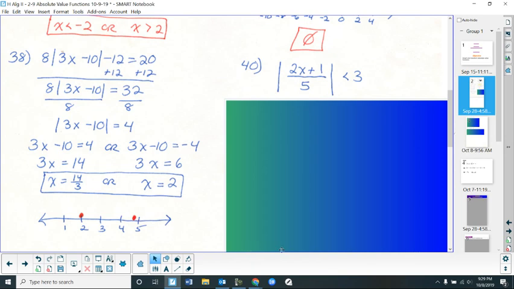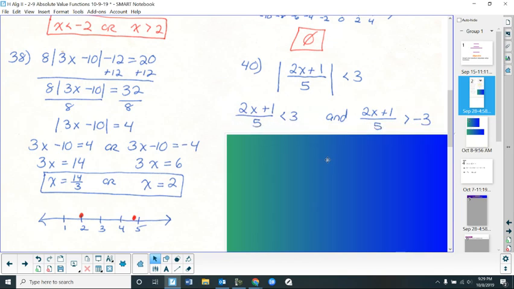Okay, problem number 40 is also just an inequality. I thought it was a word problem, but it's not. In problem number 40, it was already isolated. It's less than, so I put an and. So I took what was inside here: (2x plus 1) over 5 is less than 3, and (2x plus 1) over 5 is greater than negative 3.